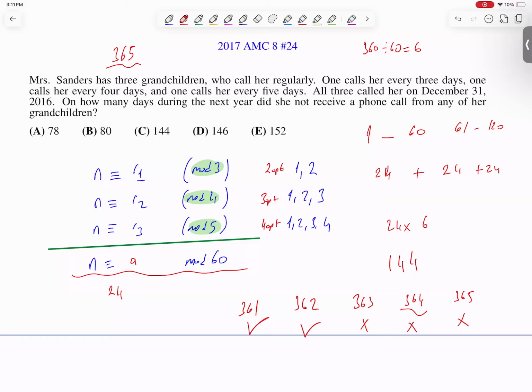So we have to include 144 days, plus 2 more days. Just the 361st day and the 362nd day. So the answer is 146, which is option D.